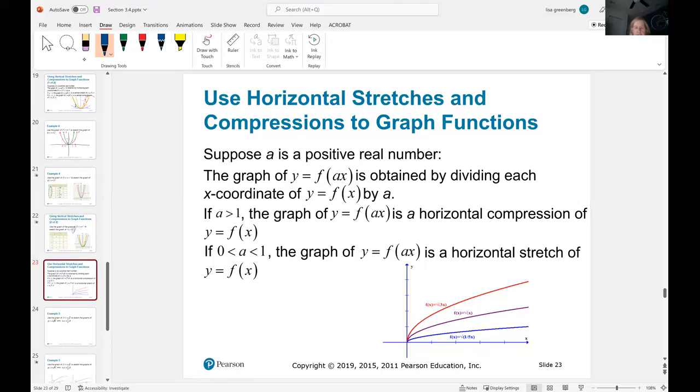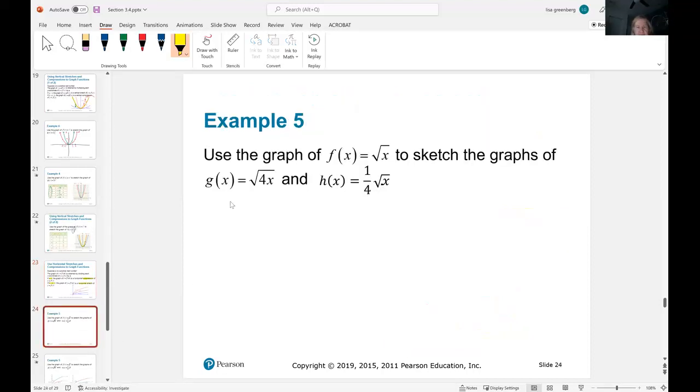Horizontal stretching, compressing. So again, it's going to be different. It's going to be the opposite. So here it's saying if a is greater than 1, if it was vertical, it would stretch. But since it's horizontal, it's compressing. So it's backwards of vertical. And here between 0 and 1, if it was vertical, it compresses, but it is stretching. This is a very bad example. That's why I don't like to use all these examples.